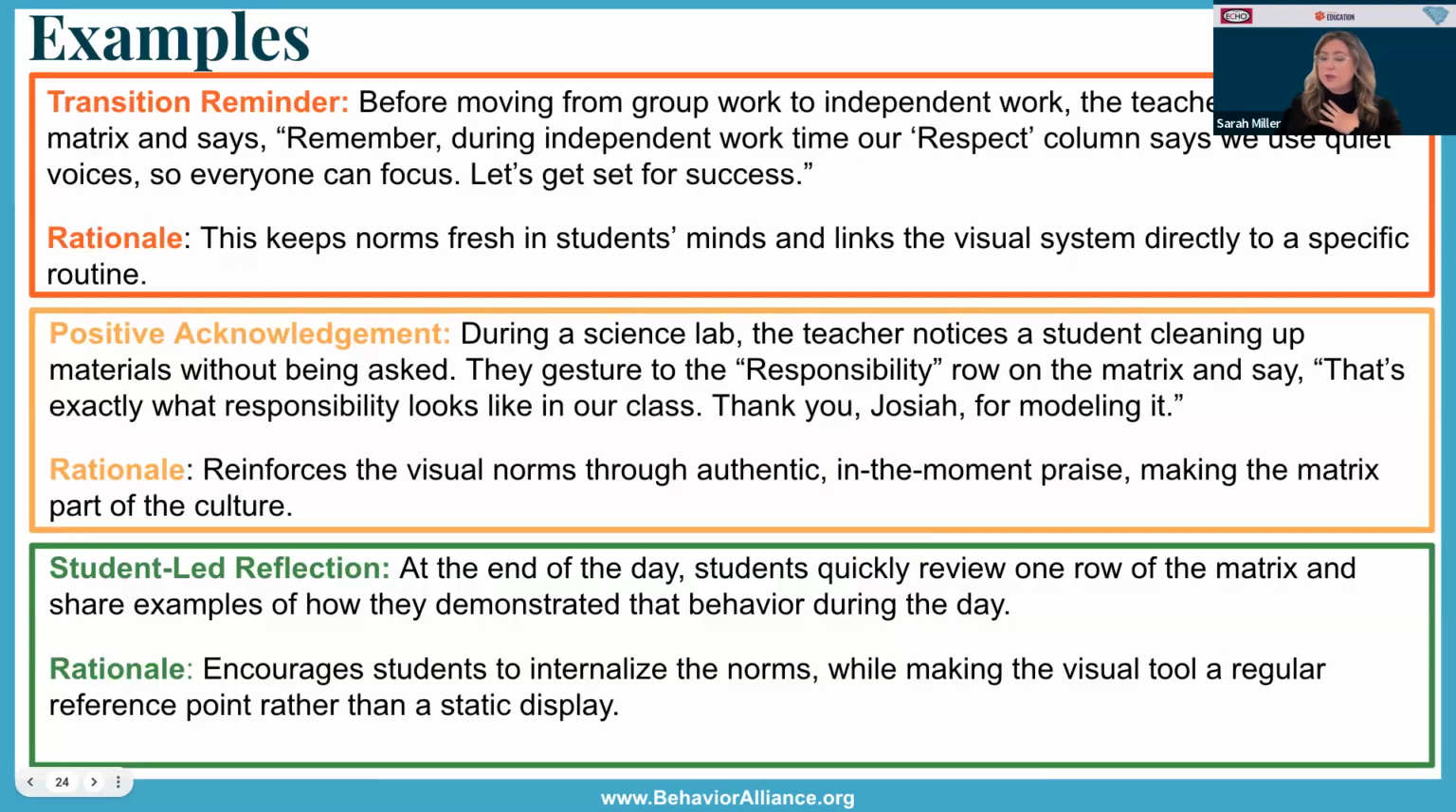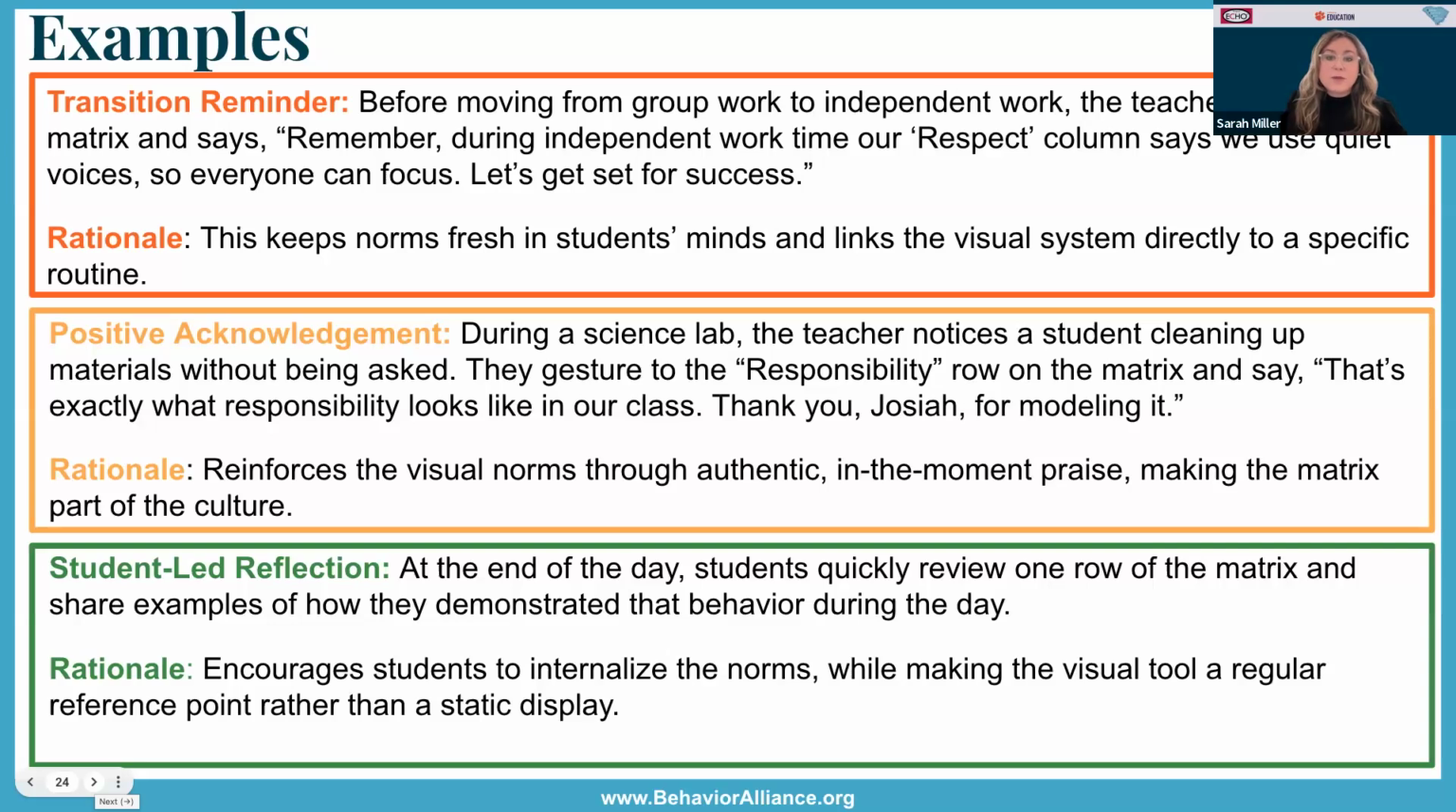So I have some examples for a transition reminder before moving from group work to independent work. The teacher points to the matrix and says, remember, during independent work time, respect column says we use quiet voices so everyone can focus. Let's get set for success. And then I have a rationale for each one. That particular strategy helps keep the norm fresh in the student's mind and links that visual system to a specific routine.